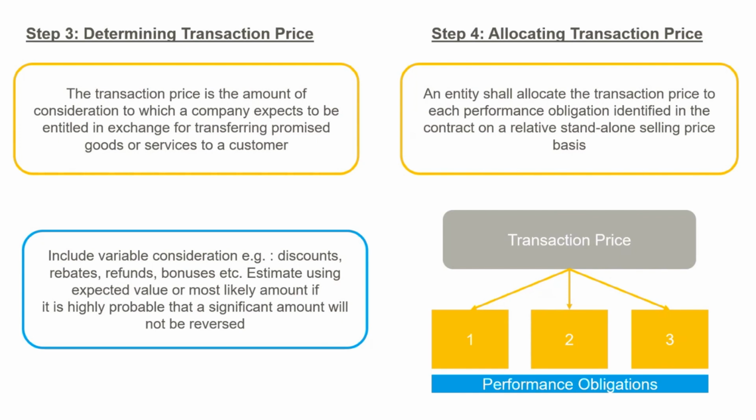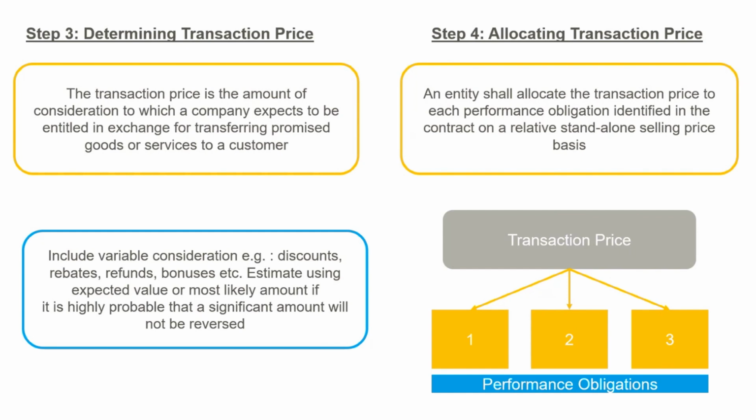Once the transaction price has been determined, the transaction price needs to be allocated to the performance obligations, which is step 4. An entity shall allocate the transaction price to each performance obligation identified in the contract on a relative standalone selling price basis. So the actual calculation for allocating the transaction price is quite straightforward. What is more complicated is actually obtaining the standalone selling prices.